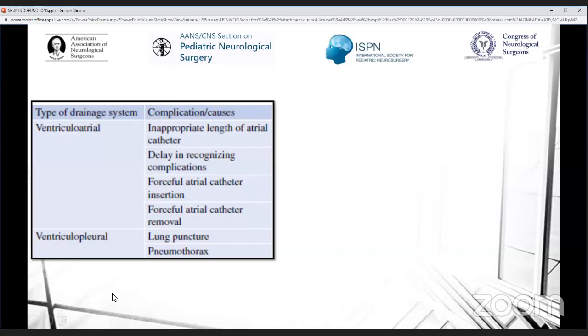Well, we have one more time this kind of forward type of drainage system. We found another one, the ventriculopleural, and we found these kinds of complications associated with this.